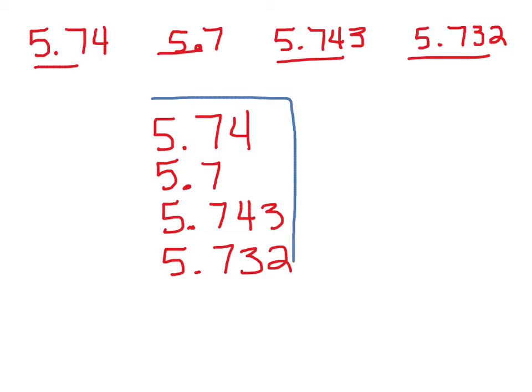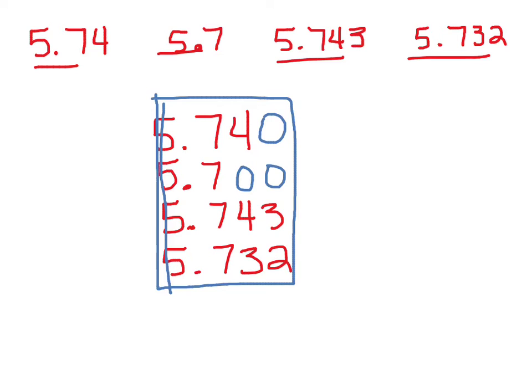And we want them to fit in this nice, pretty little box, right? So I have 3 digits on these bottom 2 numbers, so I need to fill in these holes with zeros. Okay? So now we're going to compare from the left side. 5, 5, 5, 5. They're all the same. Decimals are all the same. 7, 7, 7, 7. They're all the same. So now we have to look at the hundredths place. We have 4, 0, 4, 3.